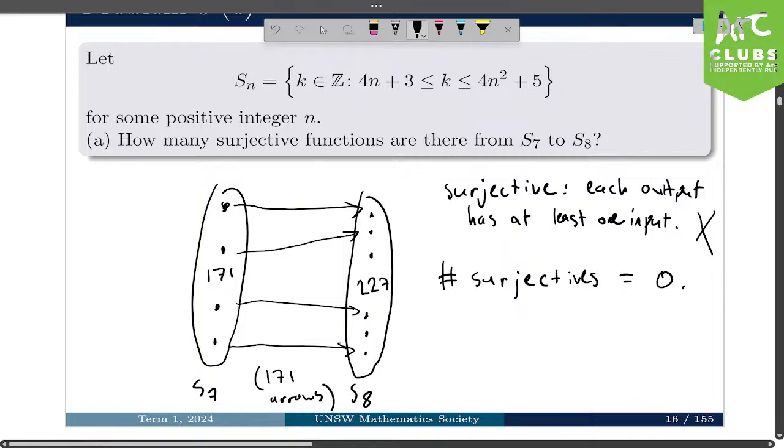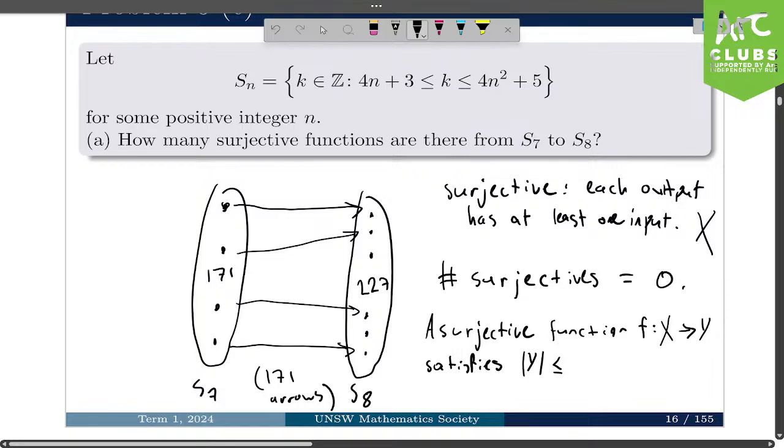And in general, a surjective function from x to y must satisfy that the size of y is smaller than or equal to the size of x, right? Otherwise, we'll end up with something like we have here, where we don't actually have enough inputs in our domain to map to all the outputs in our codomain. All right, any questions about that so far?